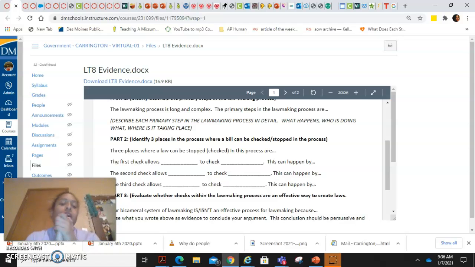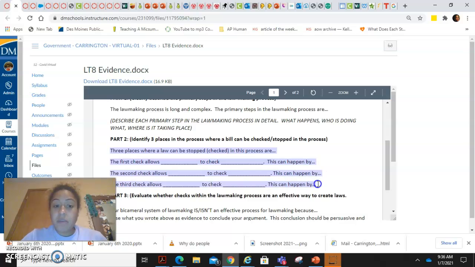Step 2, part 2. You are going to identify 3 places in the process, the lawmaking process, where the bill can be stopped, killed, blocked. Okay? That's like a form of checks and balance, by the way. And it's that simple. And here are some sentence frames that can help you, use them if you like. Don't use them if you don't need them. This is for people who kind of struggle to get a sentence going or word a sentence to get their point across. That's it. You don't need to ignore it.